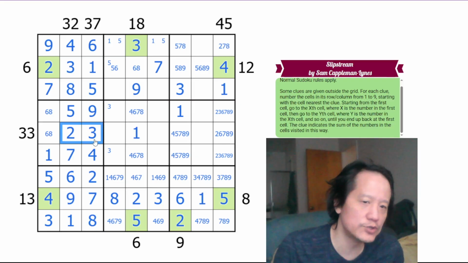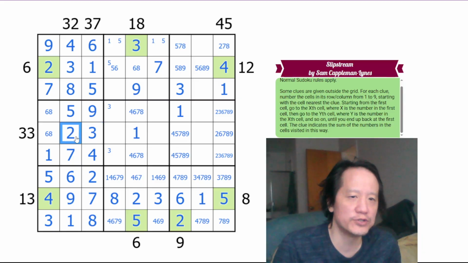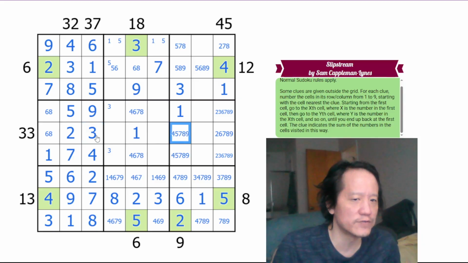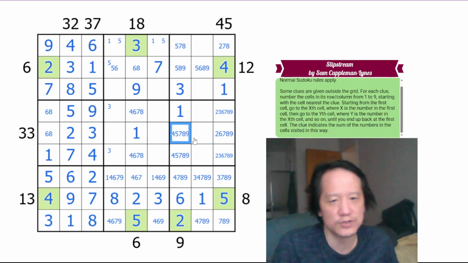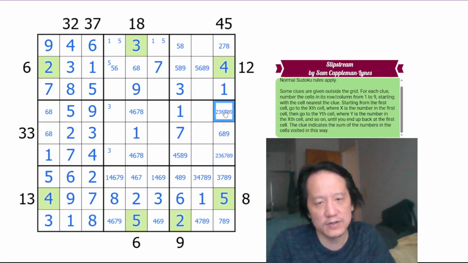So this must be 2, 3, and 8 not being in the cycle, right? The 2 points to itself, the 3 points to itself. That means the 8 must point to it. Well, no, it's 7. 7 must point to itself, right? 2, 3, and 7 adds up to 12, which is 45 minus 33. So this is 7, which means this can't be 2 or 7. These can't be 7. This can't be 7. This can't have a 7 in the rest of the box.